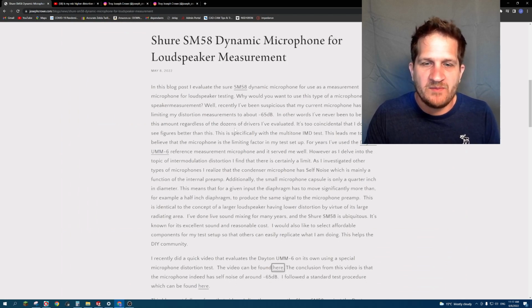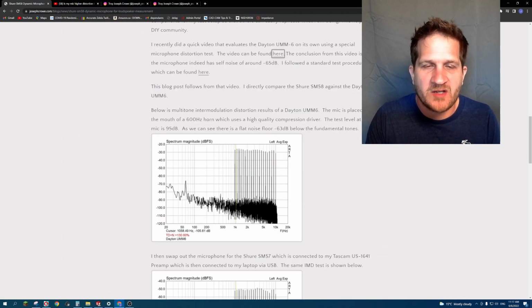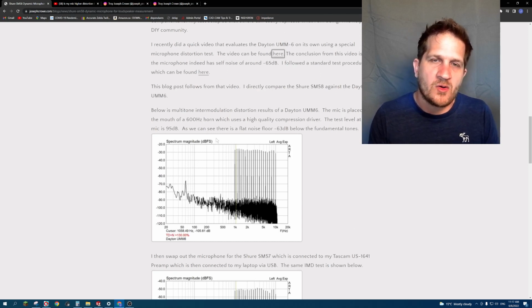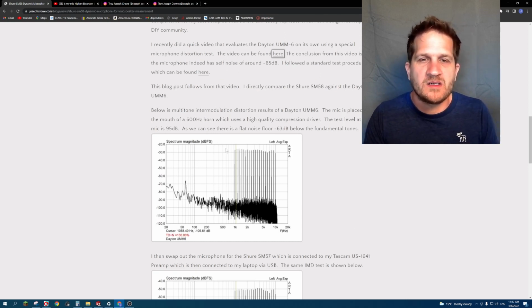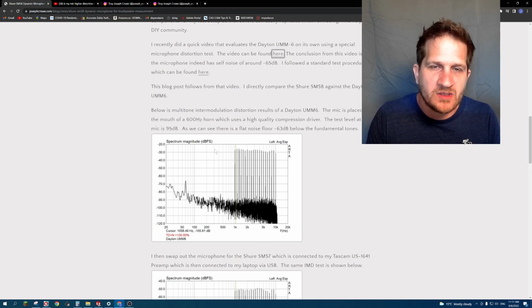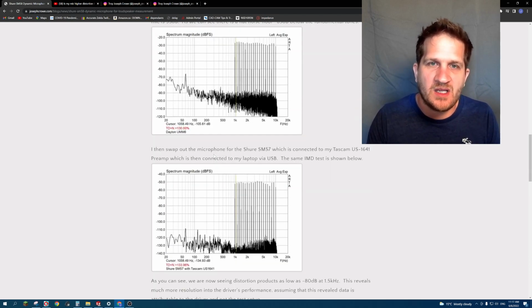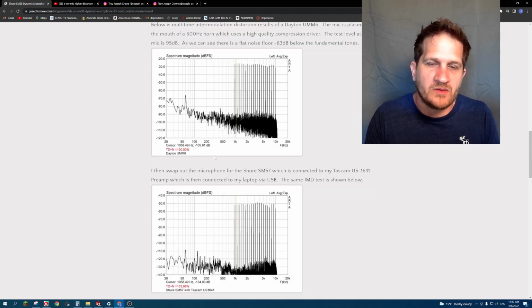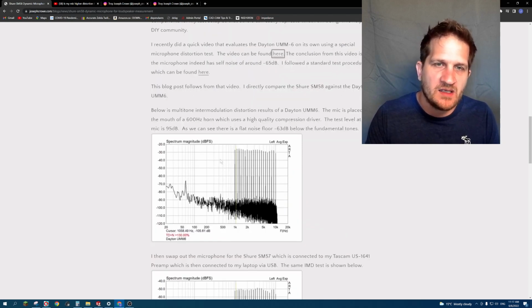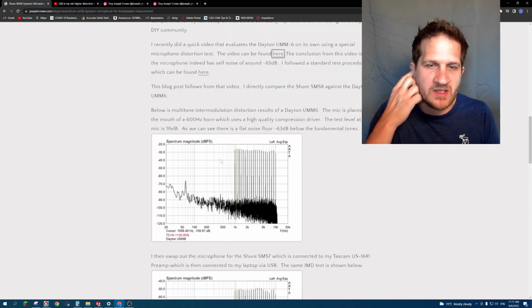So what I'm doing here is a quick measurement comparing the Dayton Audio, which uses a quarter inch capsule condenser microphone, to the Shure SM58, which uses a much larger diaphragm, and so potentially it has less noise when measuring loudspeakers.